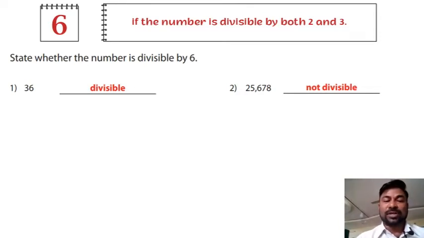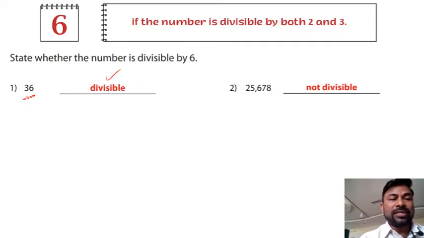I have chosen the first sum, which is 36. We are supposed to check whether that number is divisible by 6 or not. Of course, I have already written here that it is divisible. How it is practically possible, let us work on that now.